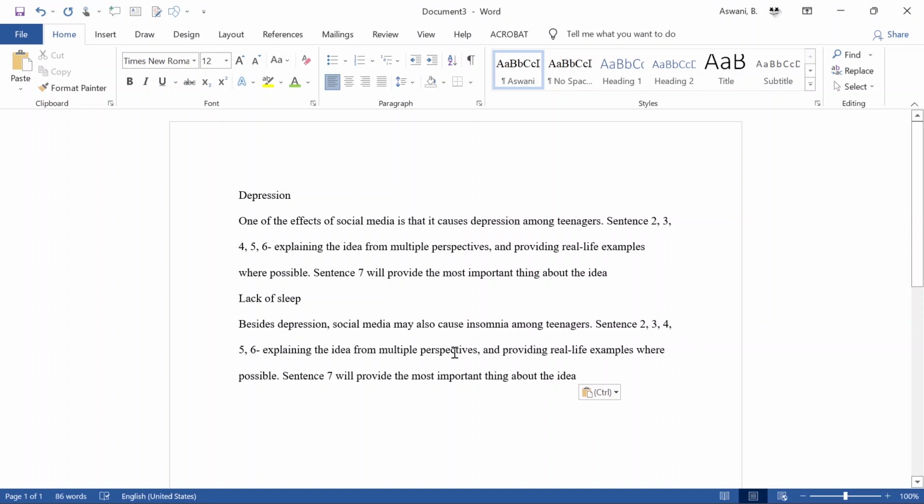Explain the idea from multiple perspectives. You can quote different people according to so and so. Insomnia occurs because of this and this. Basically, explain the connection between social media and lack of sleep. Once you're done with the lack of sleep and you want to move to the next point, maybe suicide.